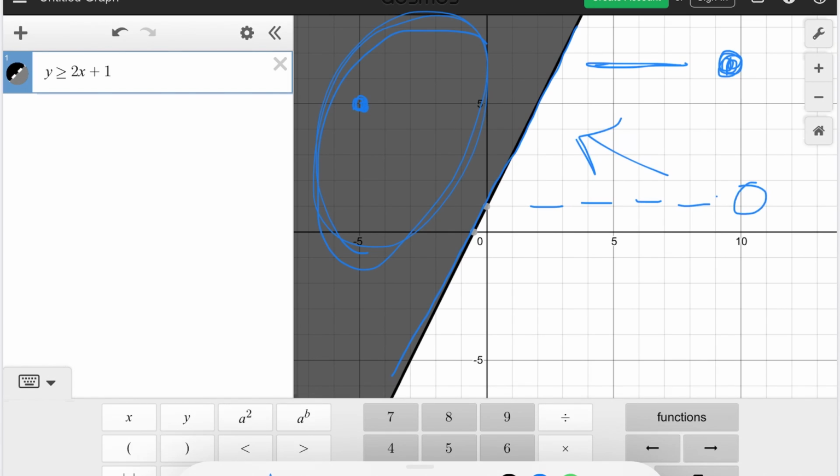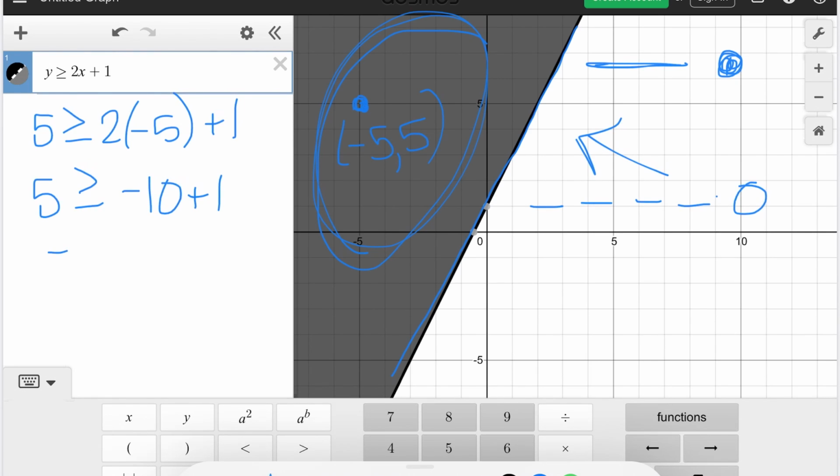-5, +5. So I'm going to put +5 in for y, -5 in for x, and I get 5 is greater than or equal to -9. And that's true. 5 is larger than -9, okay? Any coordinates up in the solution set will work. That's how inequalities work, okay?